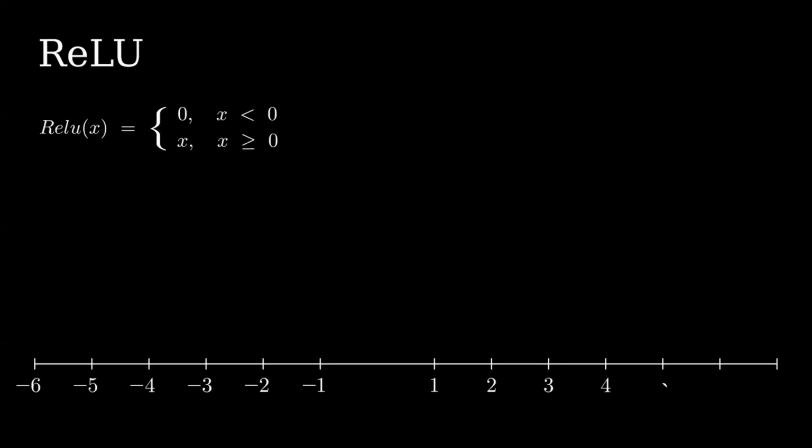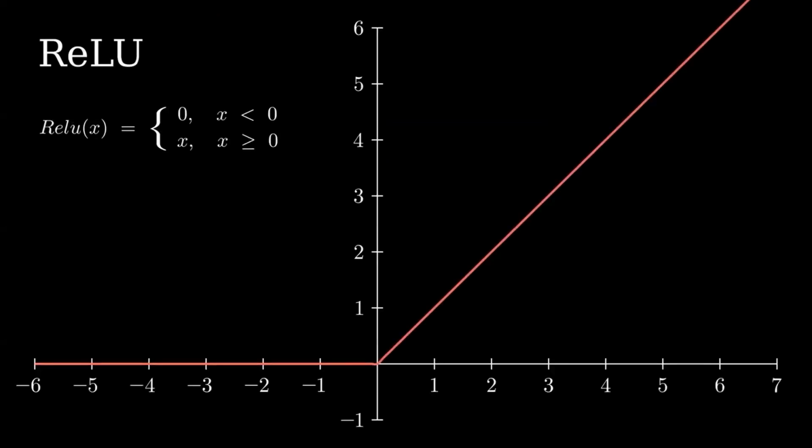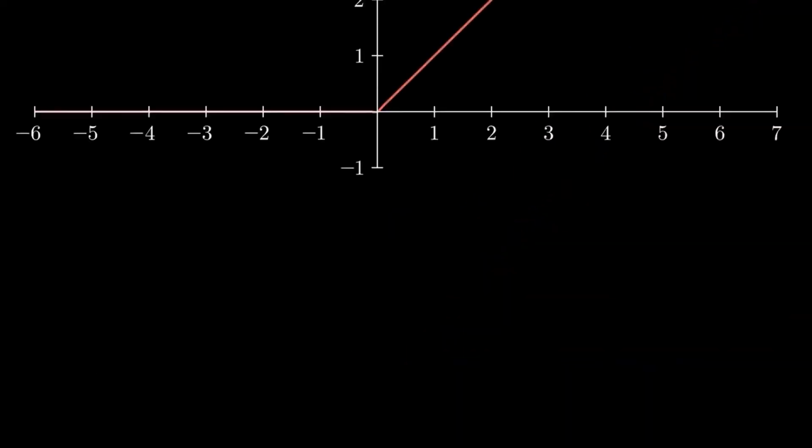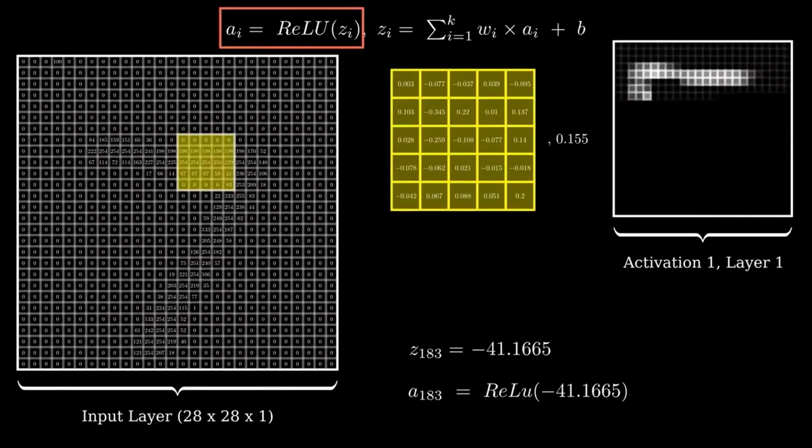ReLU stands for Rectified Linear Unit, and this is the function. We can visualize it to get a better understanding. Simply, for 0 or any negative value, ReLU will return 0. For any positive value, ReLU will return the inputted value. If we go back to our activation, which is negative 41.1665, we notice that ReLU outputs 0, since that is a negative number. In visual terms, a black pixel.